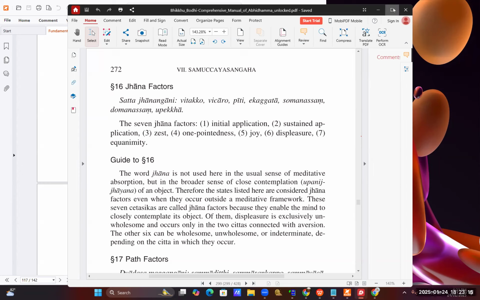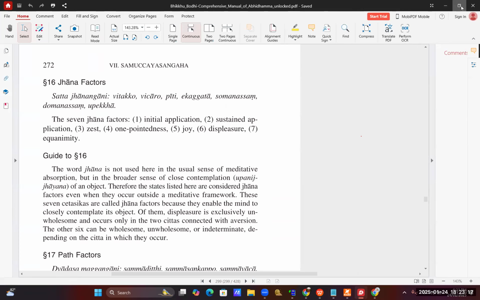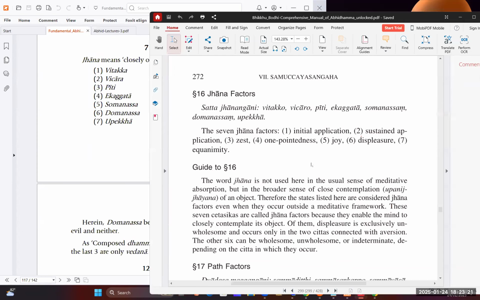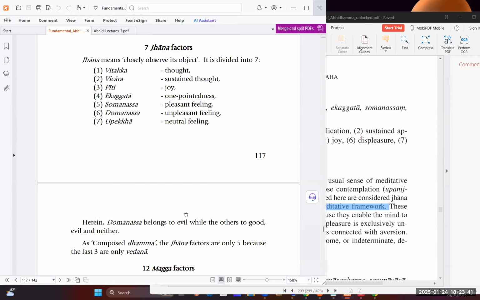Okay, thank you. Now, the first thing to remember, as we said just now, is that this is not just normal jhana. Even when you are outside meditation, you also have these jhana factors, but they are not deep or mature enough. If mature enough, of course, one will get real jhana.